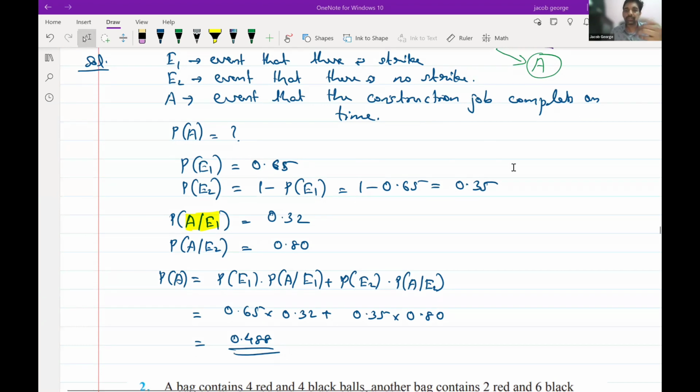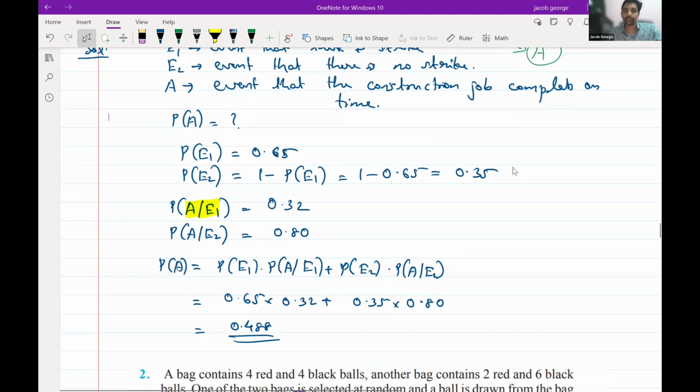So if this A is given, in some question it will be written like this: given that the job will be completed on time, find out the probability that there is strike. That question will be P of E1 given A, Bayes theorem. So we are moving to that type of question slowly. So this example 15 is fine, right?